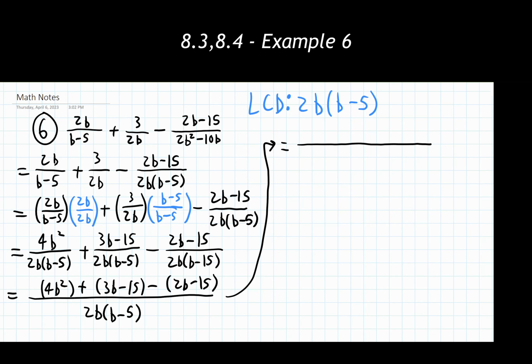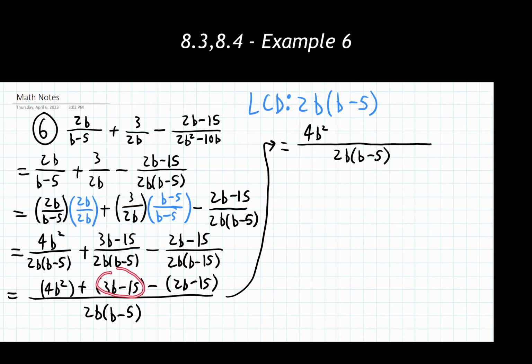I'm now moving on to step 5. I'm going to simplify the numerator. Again, I'm leaving the denominator factored. I don't care what that is. I'm going to eventually have to factor it anyway, so just letting that stay as it is. Now the new numerator, I have nothing in front of this 4b squared that distributes through to it, so it's just going to stay as 4b squared.